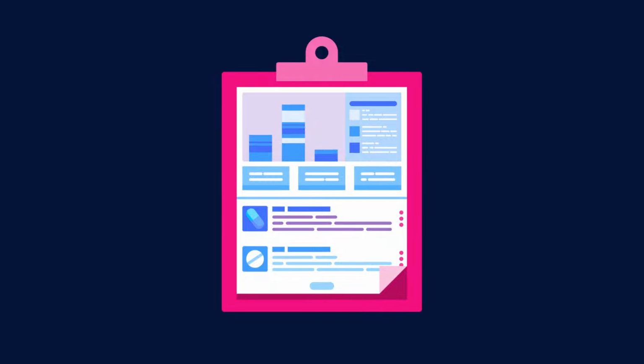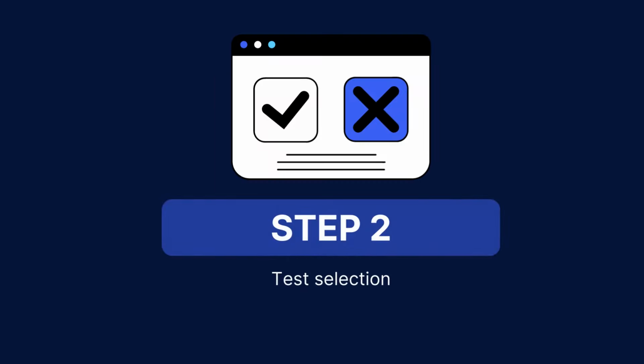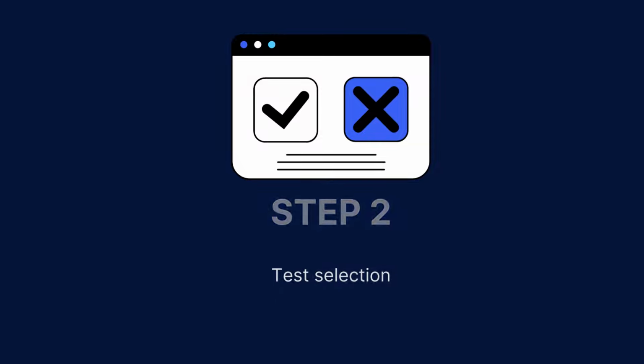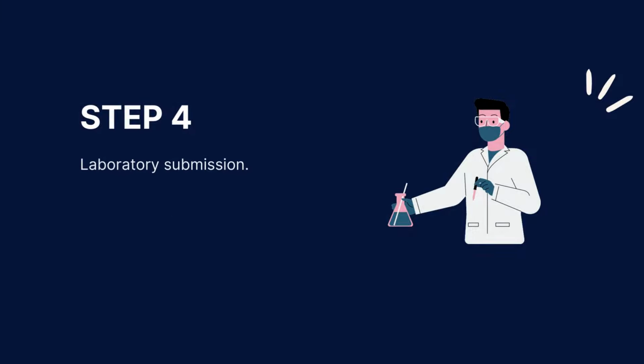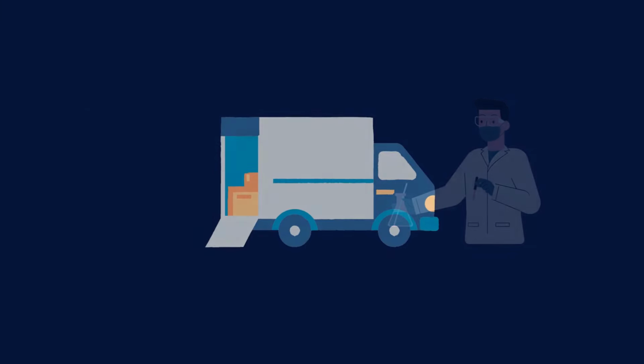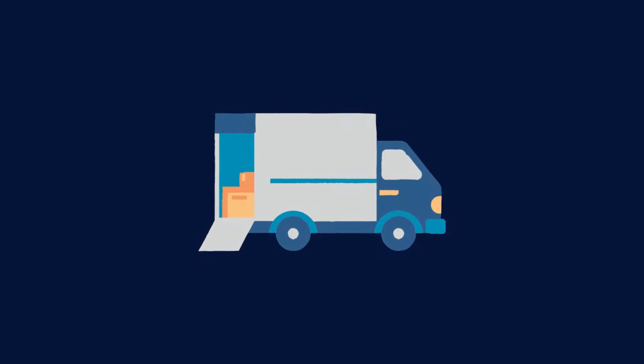Next is test selection. Based on the patient's unique requirements and potential trigger foods or components, choose the right food intolerance test. Sample collection. Give the patient specific instructions for obtaining the sample, such as the type of sample that is needed. Next is laboratory submission. Help the patient correctly package the sample and submit it to the specified lab while making sure all transportation regulations are followed.